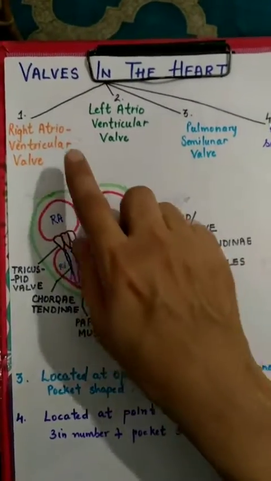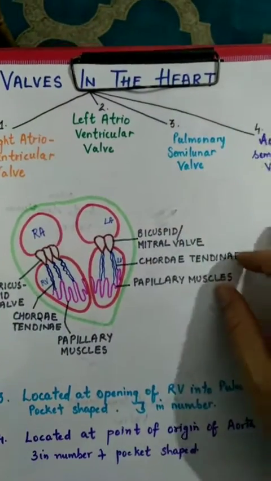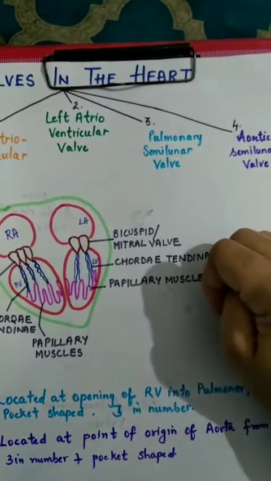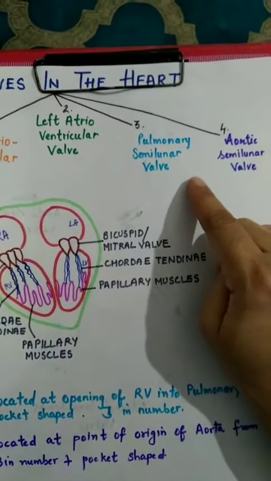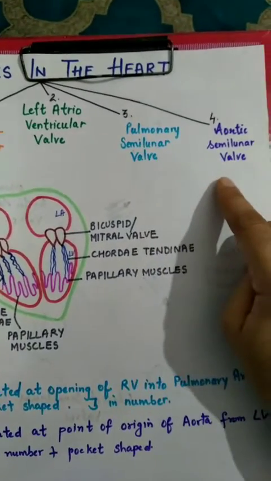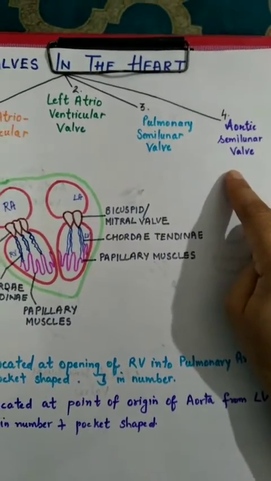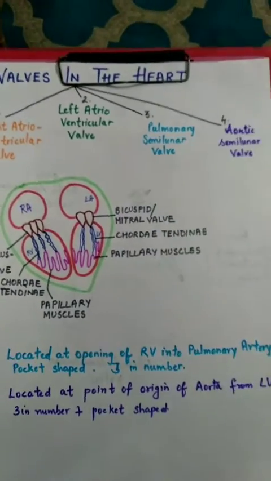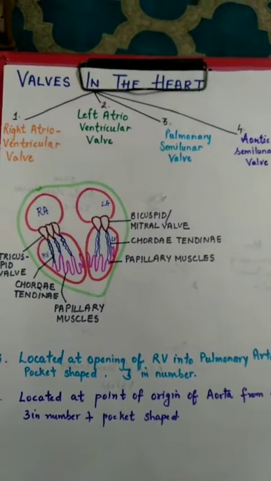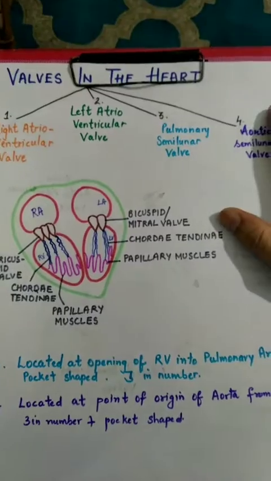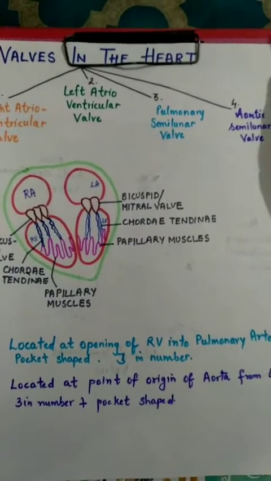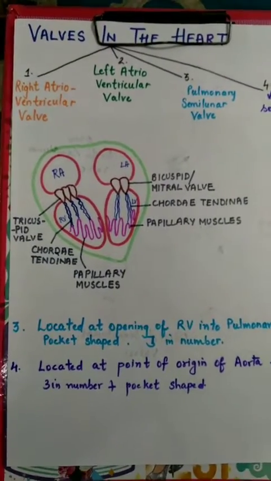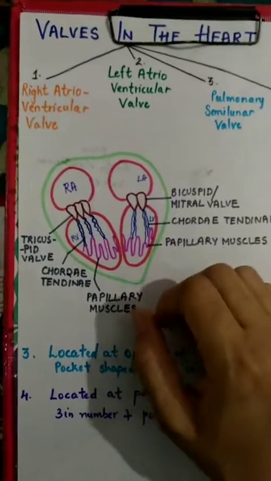Well, it begins with the right atrioventricular valve, then second is left atrioventricular valve, third is pulmonary semilunar valve, and the fourth one is aortic semilunar valve. These are the four valves that are present inside the heart. What is the function of valves if we talk about? They regulate the flow of blood inside the heart.